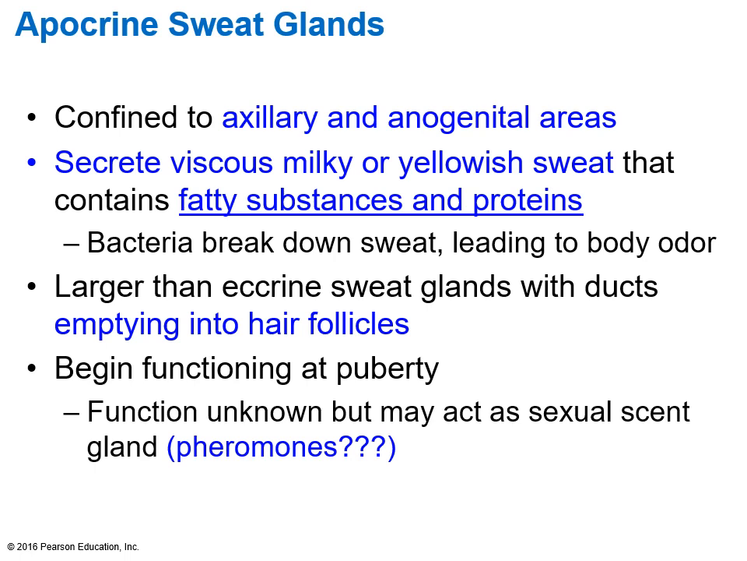All right, now those were the merocrine. So now let's take a look at the apocrine sweat glands. These are going to be found in the armpit, axillary, and genitalia region. And instead of just having a watery mixture, this one's going to have more of a milky to yellowish appearance, and that is because it is full of fatty substances and proteins.